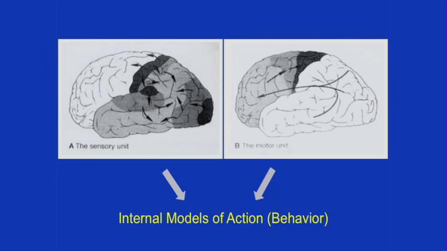Notice they call it the motor unit, and they have the primary motor cortex colored in black, but it is also shaded because these premotor and prefrontal regions are involved in the organization and planning of these actions. So we have this sensory unit and, more generally speaking, this motor unit, and they combine to not only guide our motor behavior, but also plan future motor behavior, and with that form internal models of action or behavior, so that we are able to recapitulate particular patterns of behavior.